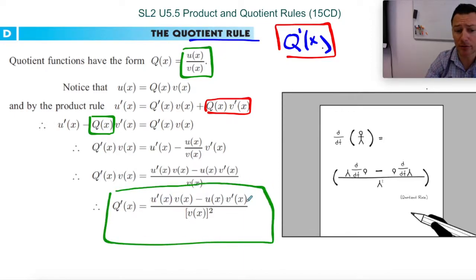It's really similar to the product rule, except that you have a subtraction and the order matters in the top, and then you have this division by v of x squared. Again, it's in your notes, wherever they went. But let's try to use it first.